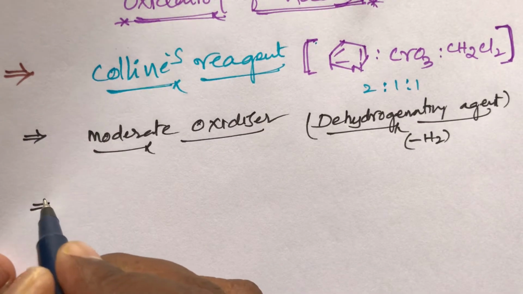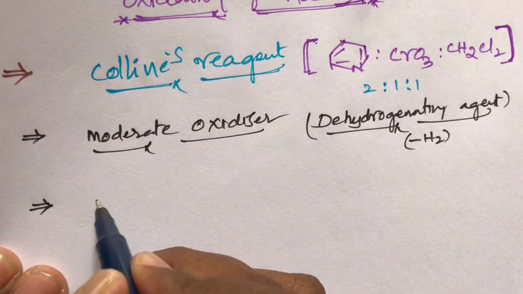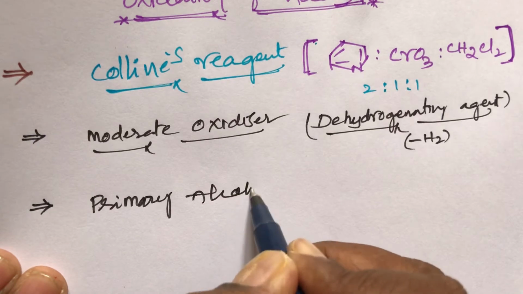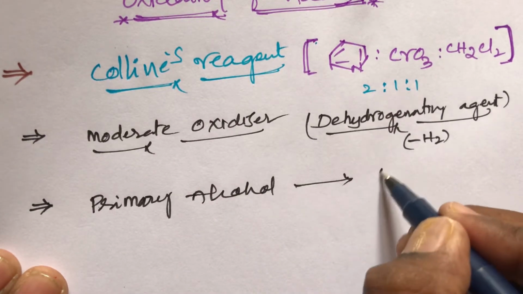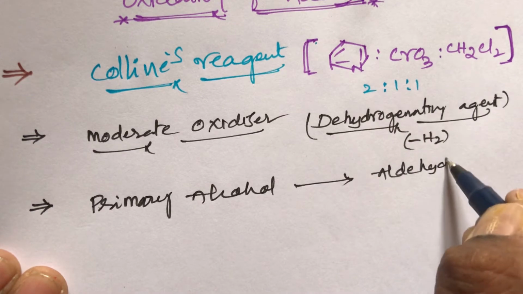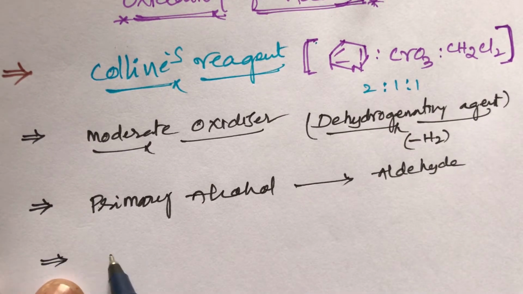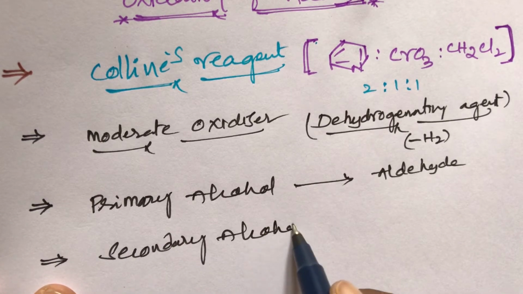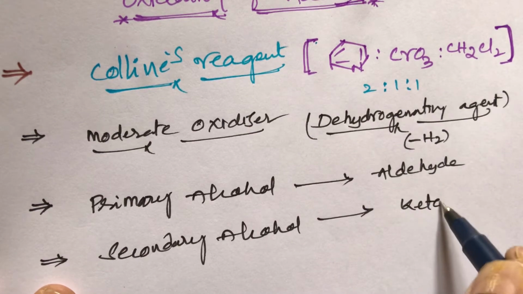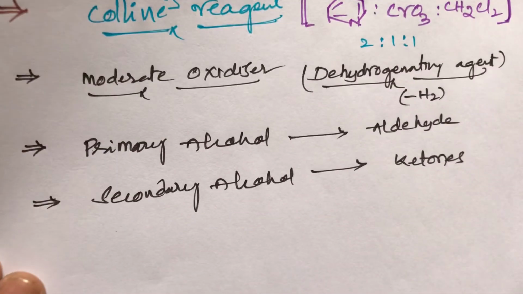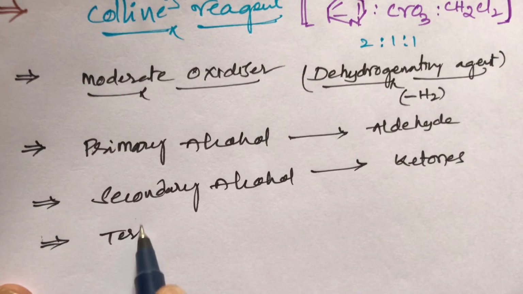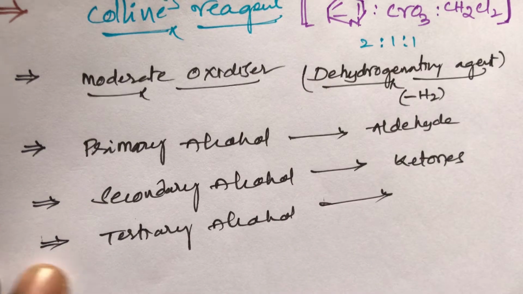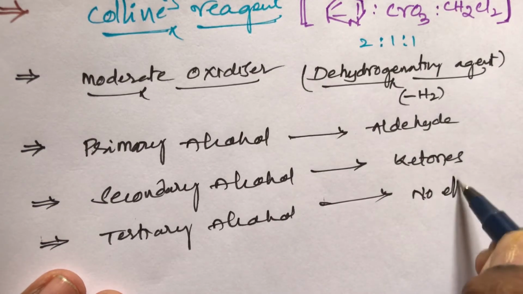You remember, student, this Collins reagent can oxidize primary alcohols to give aldehydes. It can also oxidize secondary alcohols to give ketones. And what happens with tertiary alcohols? Oxidation of tertiary alcohols with Collins reagent has no effect.